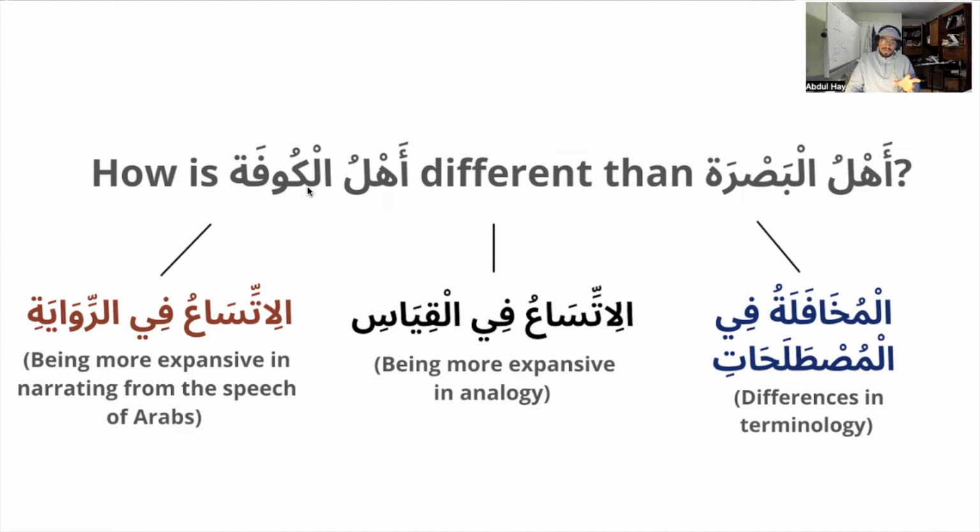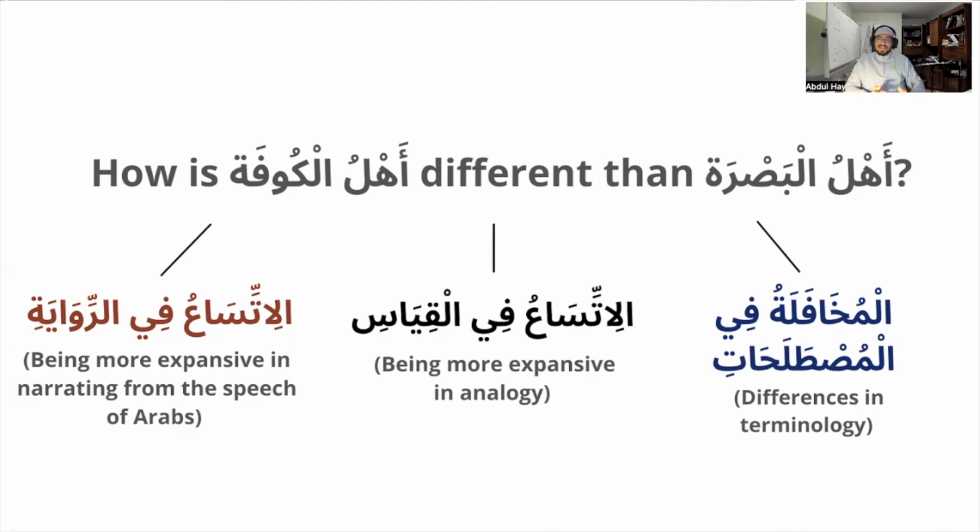So the school of Kufa is different from the school of Basra in the sense that they're more expansive in narrating from the speech of the Arabs. So for example, this is just an example, the school of Basra may have said, we're going to take and use as our proof and derive rules from the speech of 50 Arab tribes or 10 Arab tribes or 20 Arab tribes. Again, these are not the real numbers, it's just an example. So we're going to take our speech from these 20 different Arab tribes that are known to be the most eloquent and the most pure in their speech.